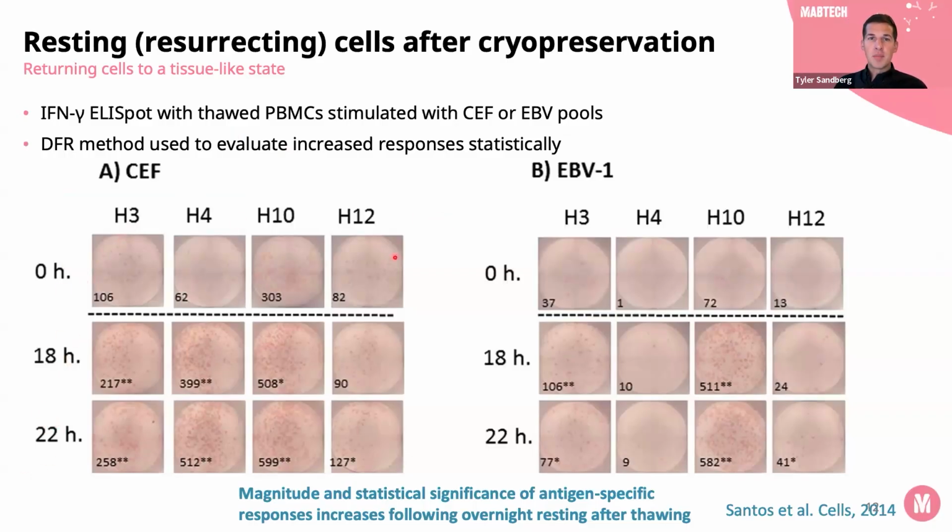And at the 0 hour time mark, so directly after thawing and putting them onto the ELISpot plate, you're able to detect a certain number of antigen-specific T cells, but it's statistically increased in magnitude if you waited 18 hours or 22 hours after thawing. So keeping them in the incubator overnight is allowing all of those maybe stressed cells after thawing to die and go away, so that the cell fraction you're remaining with after that resting period has really high quality, high functioning T cells that can be used in your ELISpot or FluoroSpot assays.